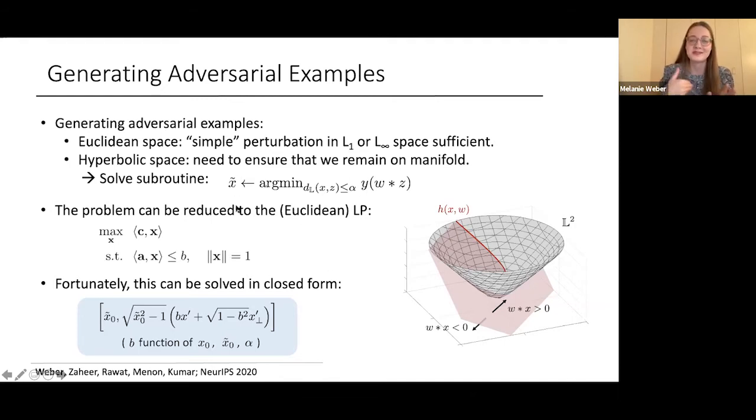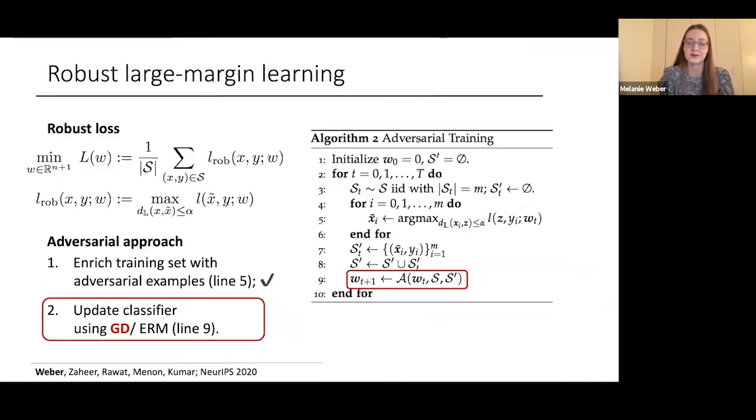So this subroutine and this additional constraint that we have to remain on the manifold does actually not introduce any expensive bottlenecks, but can be solved sufficiently efficiently so that we still have a very efficient algorithm.